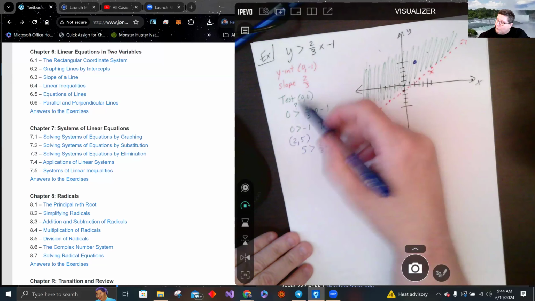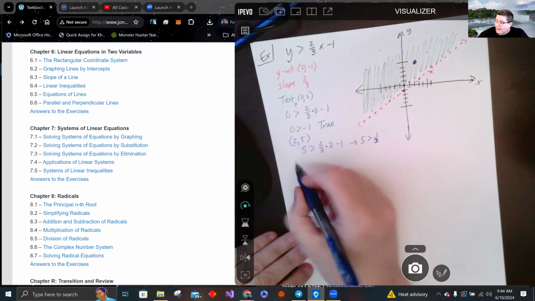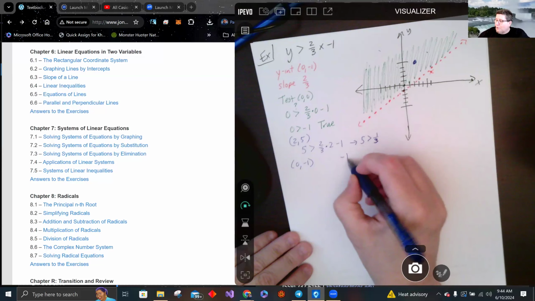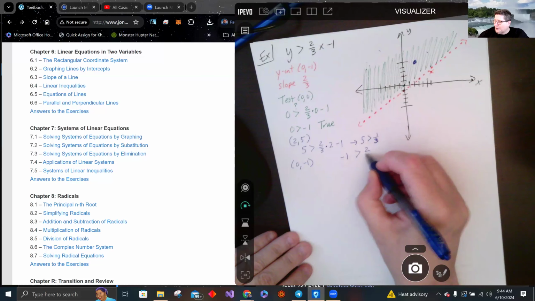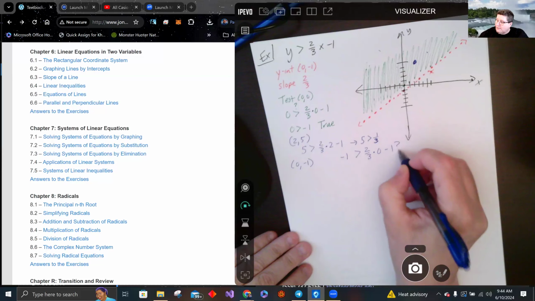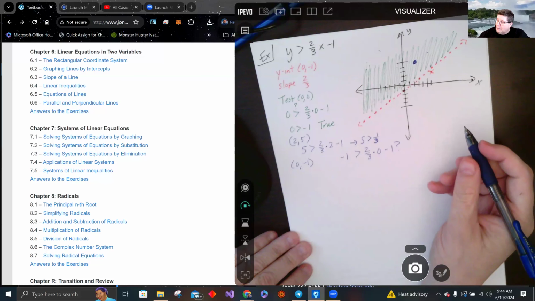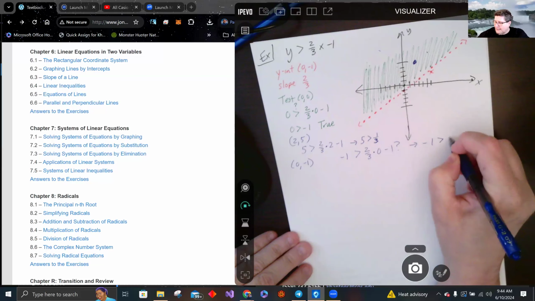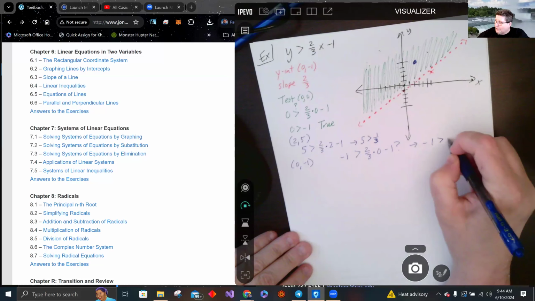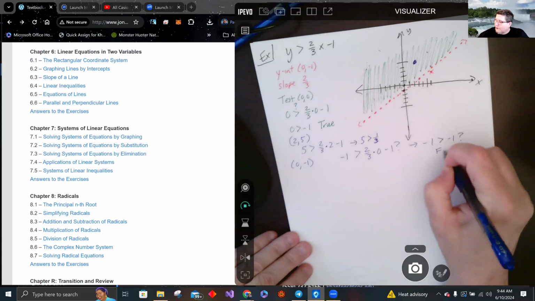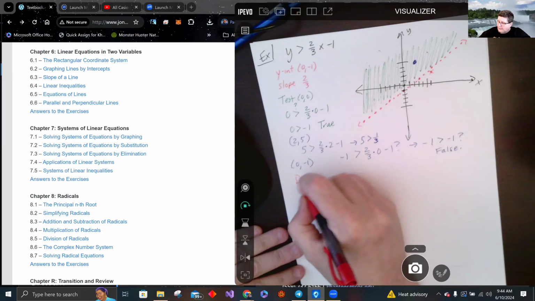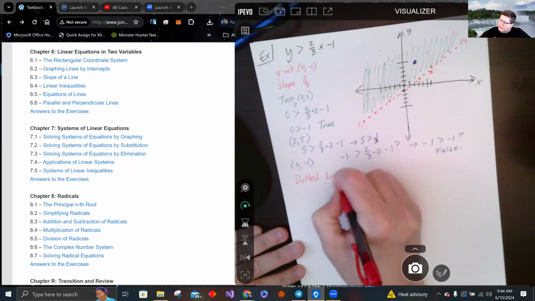If I test the y-intercept, 0, -1: is -1 greater than 2/3 times 0 minus 1? I said less than, I meant greater than. Is -1 greater than -1? No, it's false. That's why we use a dotted line. The dotted line means the line is not included in the solution.